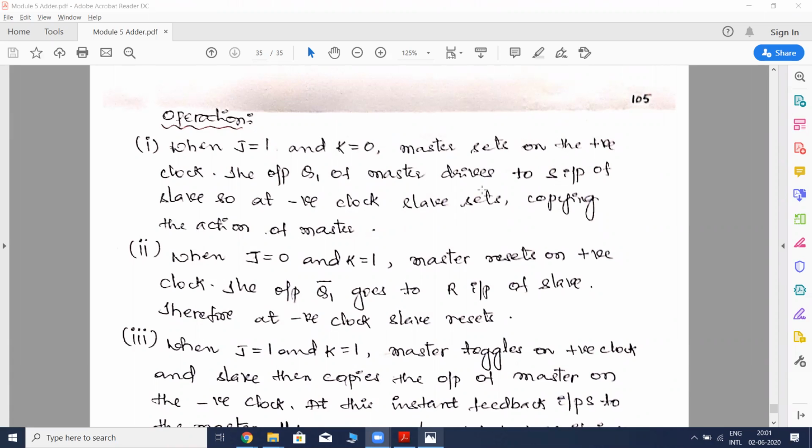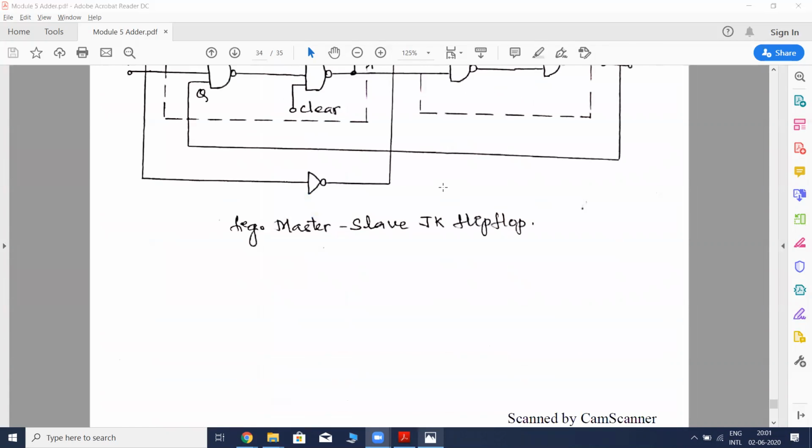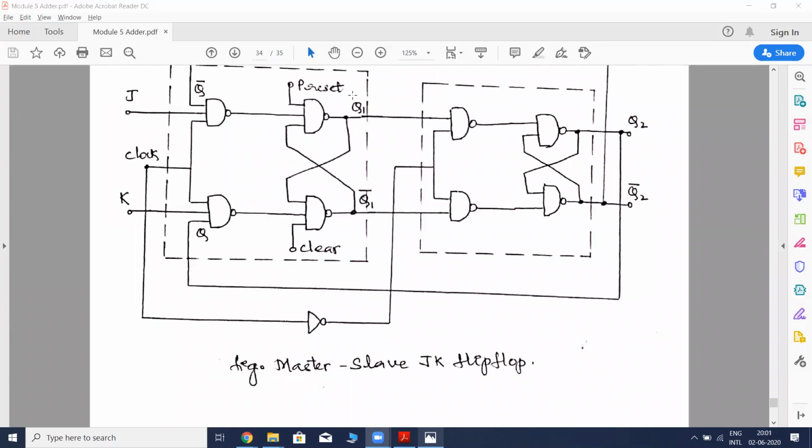So if J is equal to 1, the master flip-flop is going to set. At what time is it going to set? It is going to set on the positive clock. The output of this master flip-flop is called Q1. This Q1 is given as input to the slave. This is the master, and its output is given as the input to the slave.